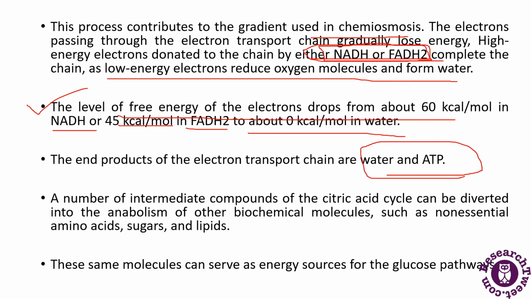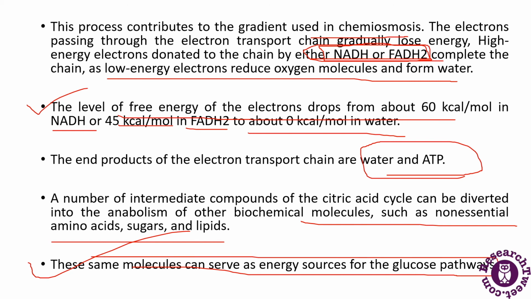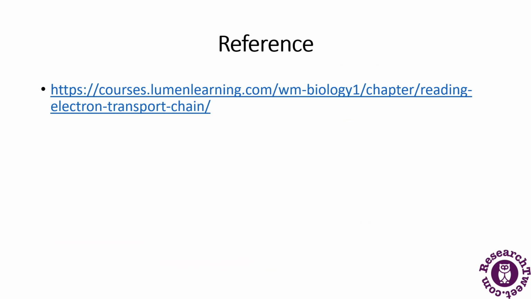A number of intermediate compounds of the citric acid cycle can be diverted into anabolism of other biochemical molecules such as non-essential amino acids, sulfur compounds and lipids. These same molecules can serve as an energy source for the glucose pathway. So this was all about the electron transport chain. The end products of the electron transport chain are ATP and water. We have described NADH and FADH2 in the diagrammatic representation. So this was all about the electron transport chain. This is the reference.